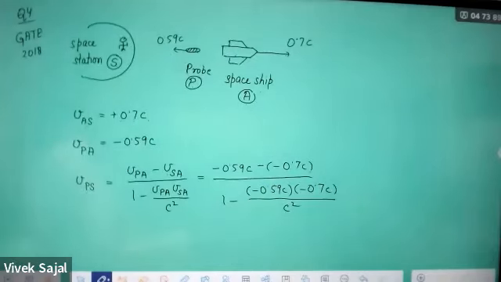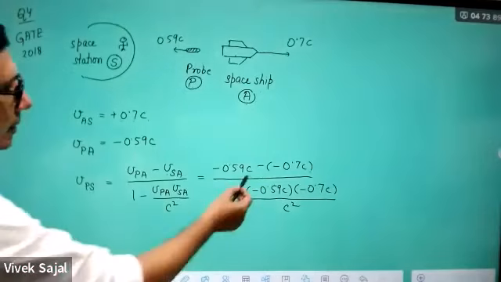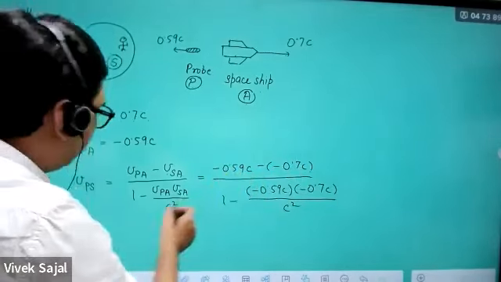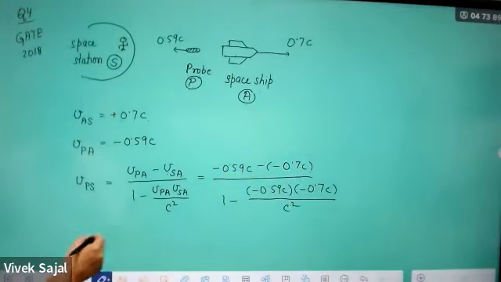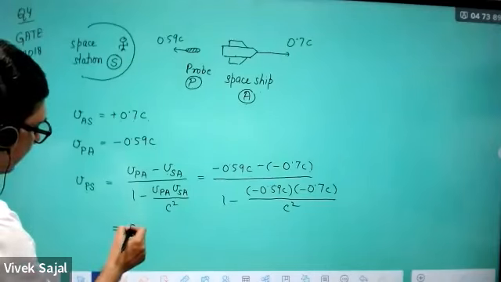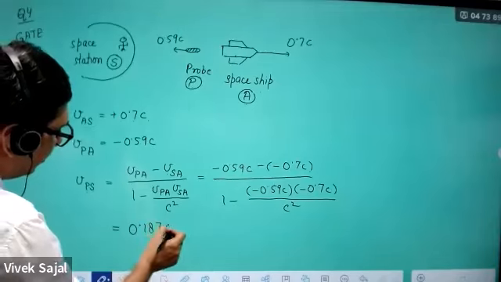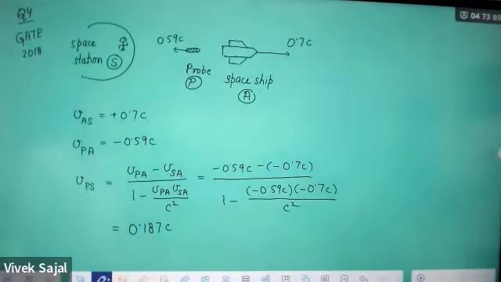So how much are you going to get? This will be 0.187 c. This will be plus. So plus will be greater, minus will be lesser. So your answer is 0.187 c. You calculate it, I'm just writing the answer here. So you will get this answer. So this is question number 4 that was asked in the exam. Next question.